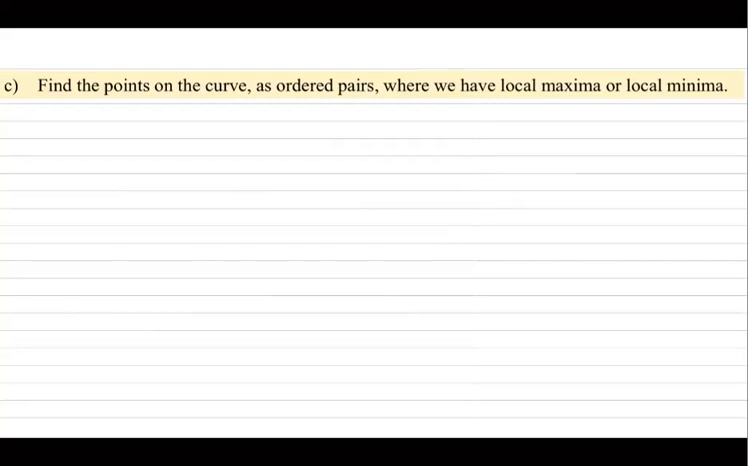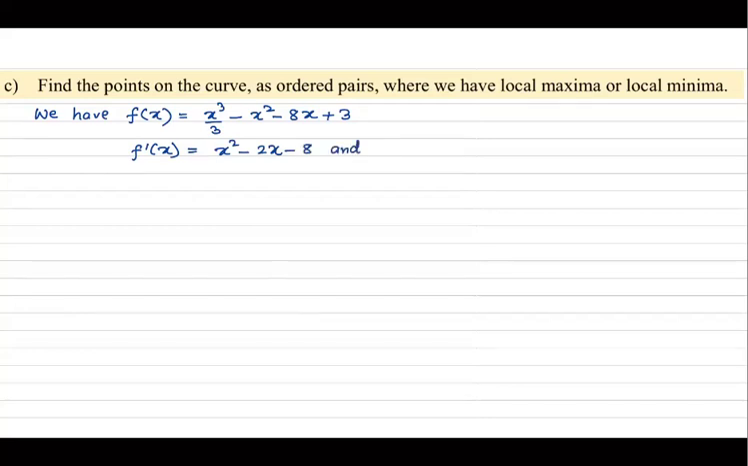Now let's see what we know so far. This is what we have. Let me write. We have the original function f of x equal to x cubed over 3 minus x squared minus 8x plus 3. We also know the first derivative, which is equal to x squared minus 2x minus 8. And the critical points, let me write here.